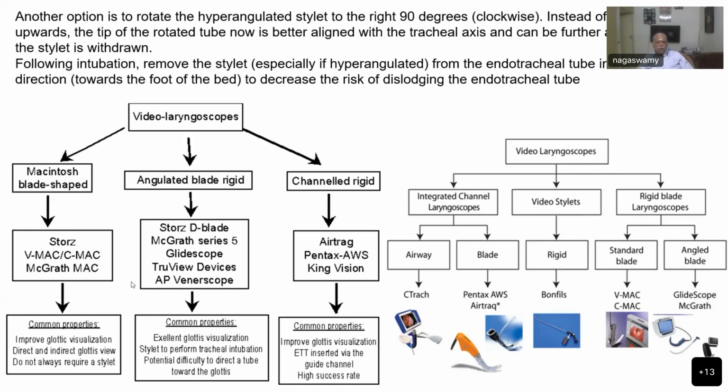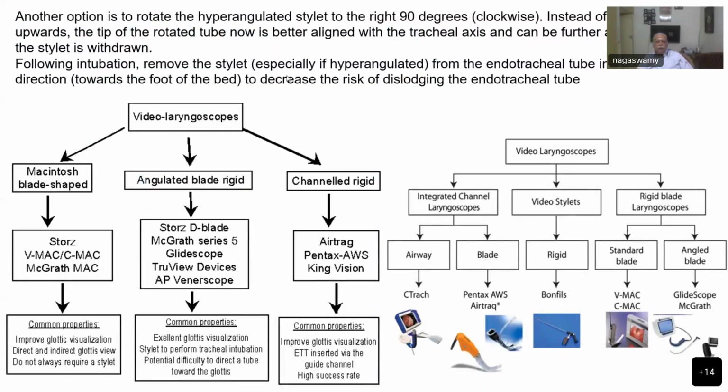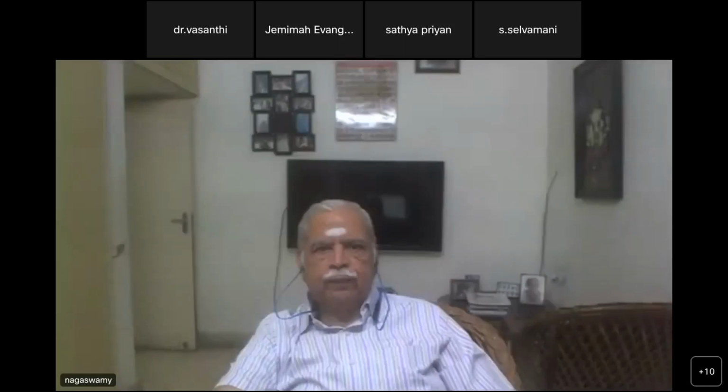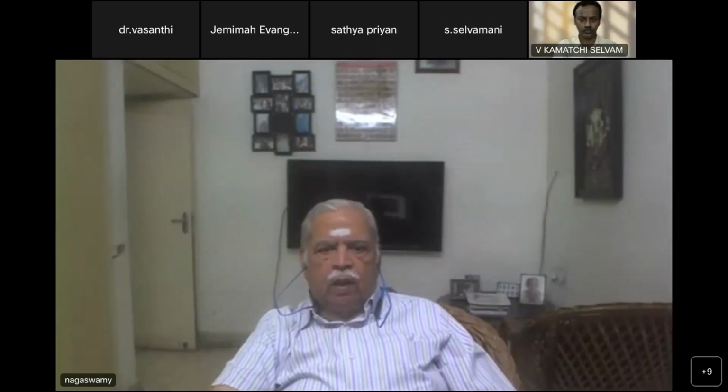So you can use this classification or combine all these together and have a single classification, where they are classified according to the shape of the blade or whether they are channeled or not channeled. So that is the major classification that we have to write, and so that will give you an idea, I think, about the answer you have to write for video laryngoscopy. Okay.